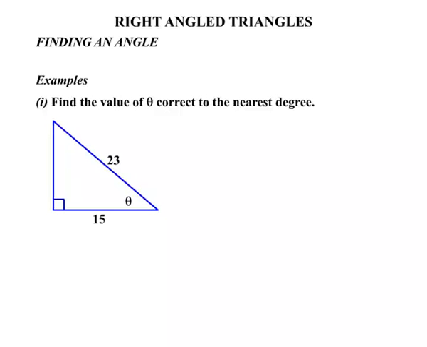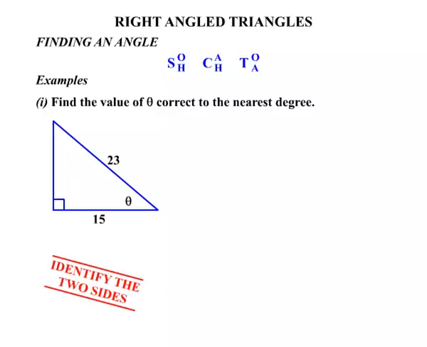Now we'll do some work on finding an angle. The first example, we need to find the value of theta correct to the nearest degree. Well, as before, some old hags can't always hide their old age. It's one of the good things about this. It's fairly standard, what we need to do. And we also need to identify the two sides. So there's our angle theta we're working with. That side there is the hypotenuse, and the 15 is the adjacent. So we're working with adjacent and hypotenuse. We're going to use cos.